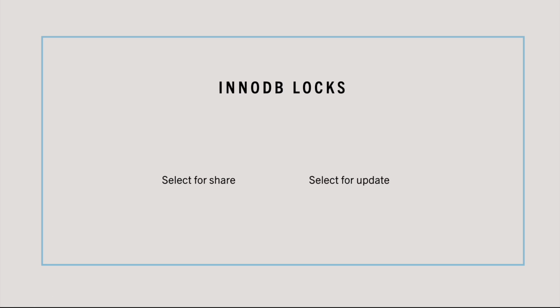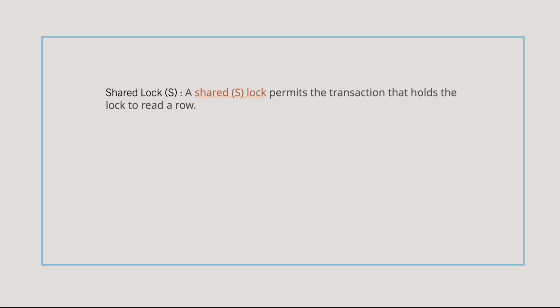Let's start with a quick overview. SELECT FOR SHARE uses a shared lock, which I will call S lock for short, and SELECT FOR UPDATE uses an exclusive lock. I will call it X lock for short.